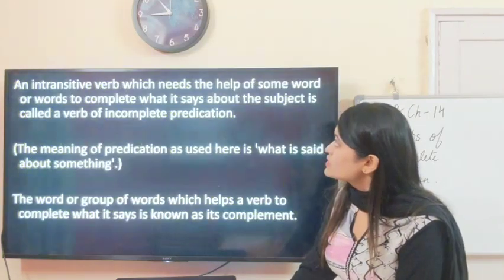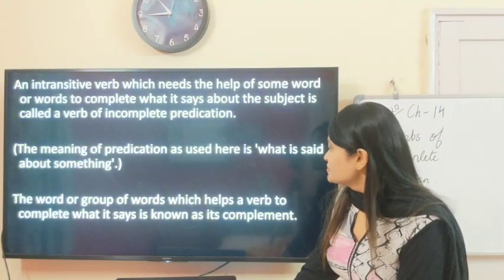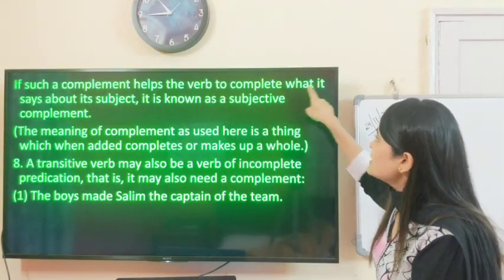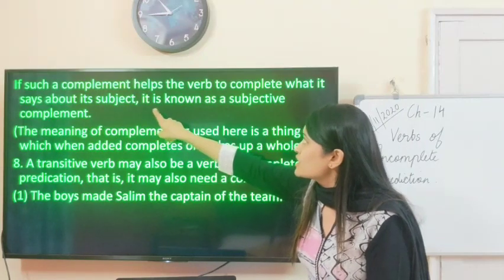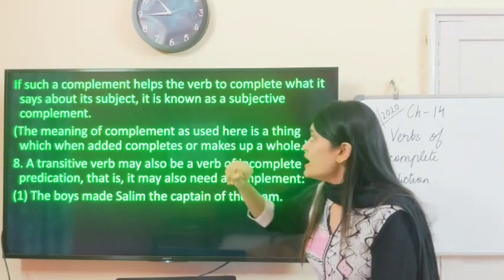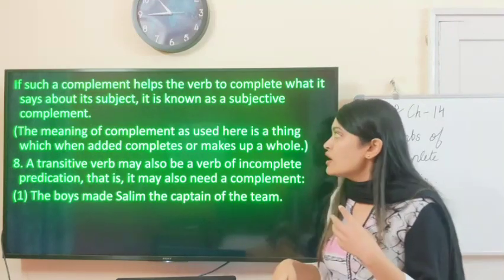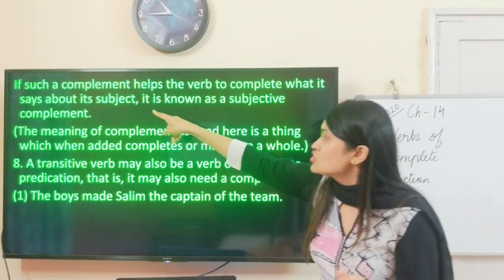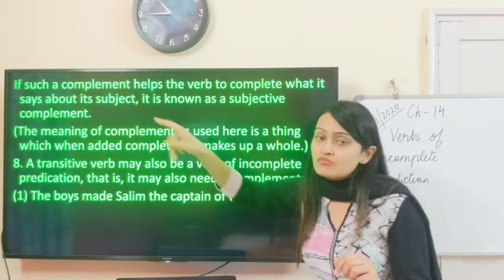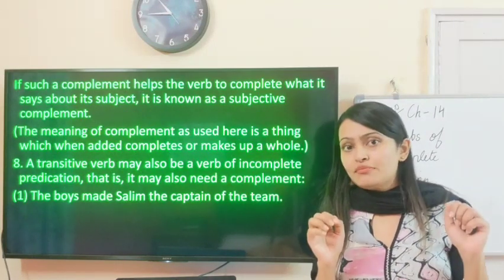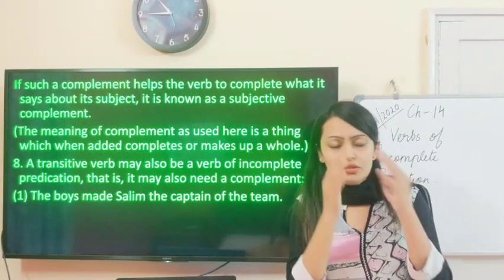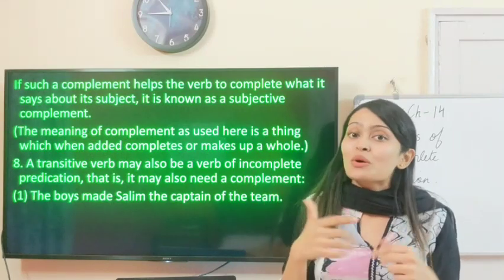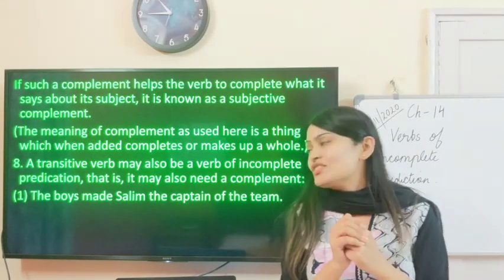Okay, children. Let's go back. If such a complement helps the verb to complete what it says about its subject, it is known as subjective complement. And in case it helps us know about the object, it is known as objective complement. Okay, sorry for that confusion, children. It is giving information about the subject, so we are saying it is subjective complement. It is not according to its position, sorry, it is according to whom it is talking about. So over here it is talking about the subject, so it is the subjective complement.